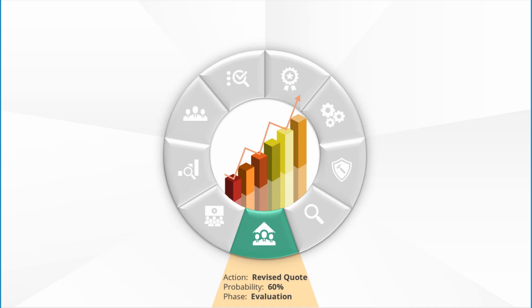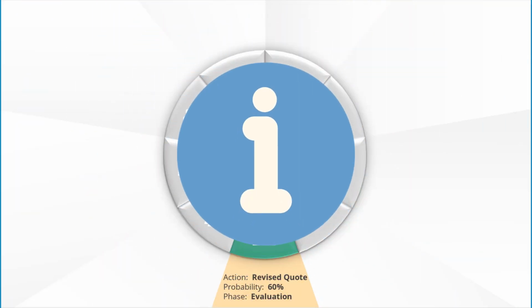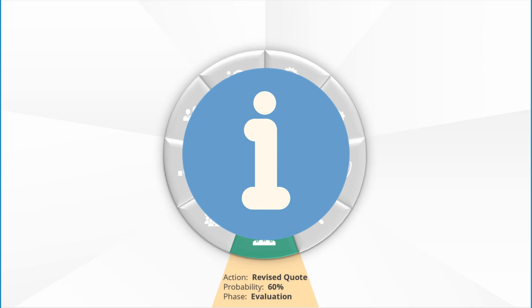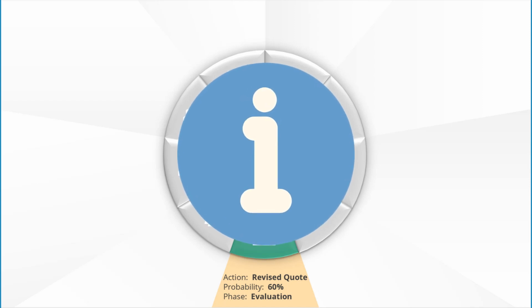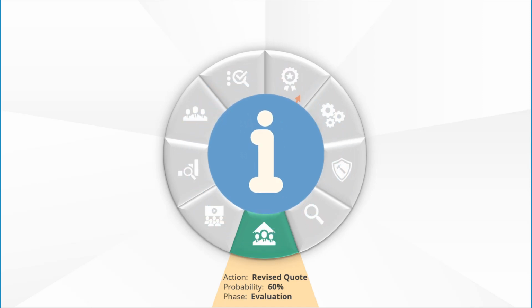The prospect is fine-tuning their needs and evaluating their options. This moves us to a 60% probability. Keep in mind, none of the above advances in probability were done manually. These phases all advanced automatically in FOURA while the business was taking care of the customer.